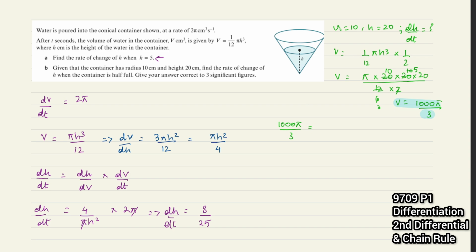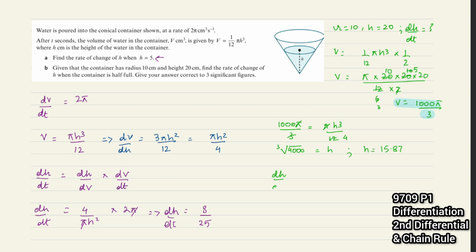How do we find that out? Pi h cubed upon 12. Pi cancels. This is 4. And the cube root of 4000 is equal to the height. This is the height for which we are going to find the rate of change of h. The cube root of 4000 is 15.87. h is equal to 15.87.